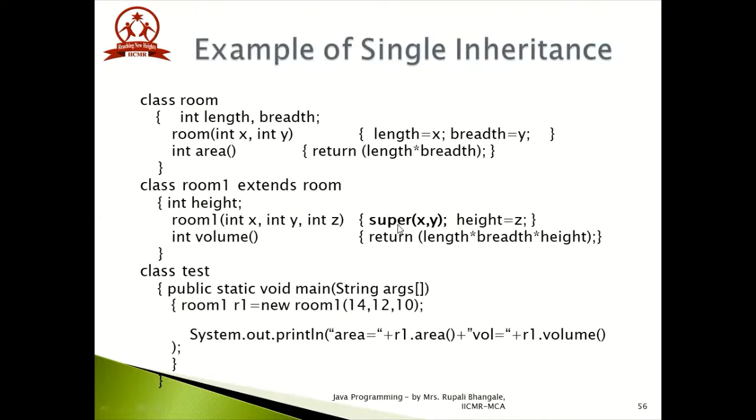So in the bold text, you can find super(x, y). The values of x and y have been transferred to the superclass, the parent class constructor. Now my length will have 14, my breadth will have 12 as a value, and my height will have 10 as a value. And of course, area and volume are the methods available in the Room and Room1 classes respectively. As we have seen, Room1 is extending the Room class, and Room1 also has the area method and the volume method. So you can call the area and volume methods with the help of your child class.